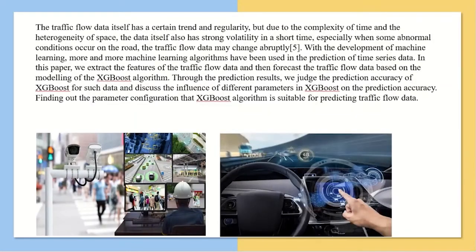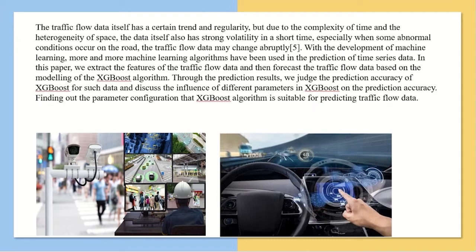The traffic flow data itself has a certain trend and regularity, but due to the complexity of time and the heterogeneity of space, the data itself also has strong volatility in a short time, especially when some abnormal conditions occur on the road. The traffic flow data may change abruptly.